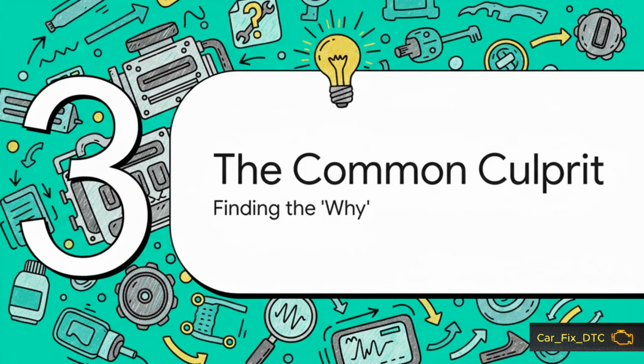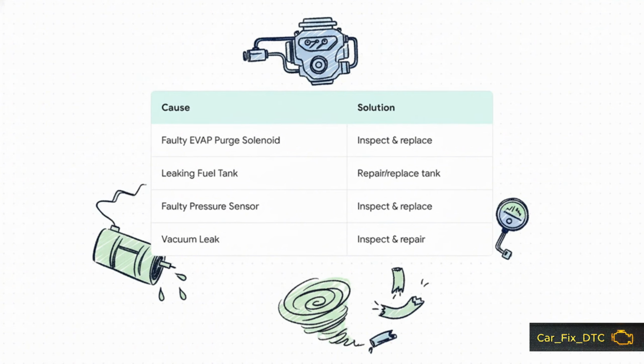All right, so we know the problem's in that EVAP control circuit, but what part of it is the actual culprit? Let's start our investigation with the number one usual suspect. When you get a P0443 code, you're usually looking at one of four main suspects. We've got a faulty part called the purge solenoid, an actual leak in the fuel tank, a pressure sensor that's gone bad, or maybe a little vacuum leak somewhere in the system.